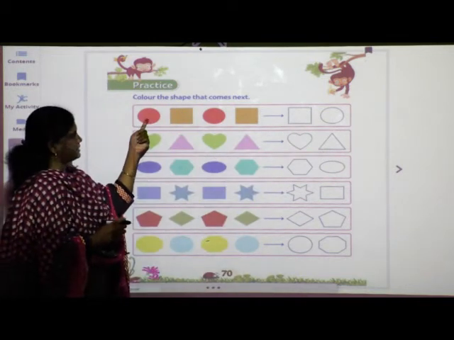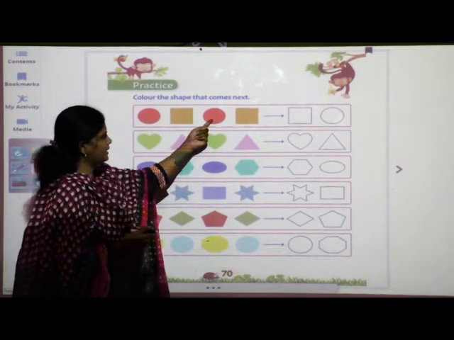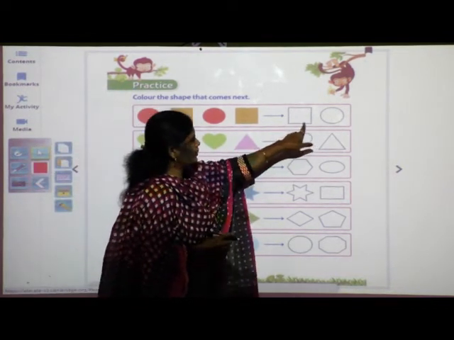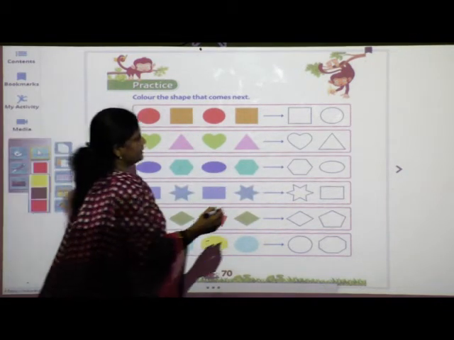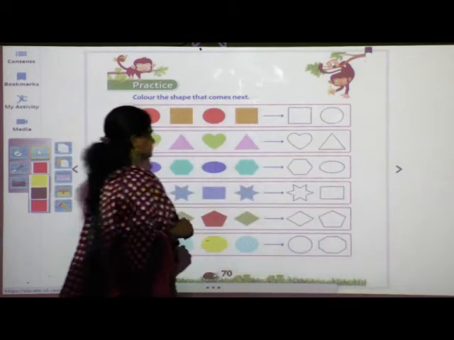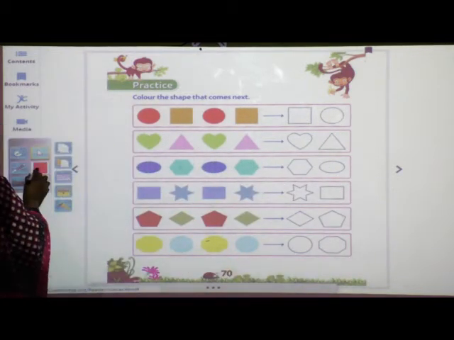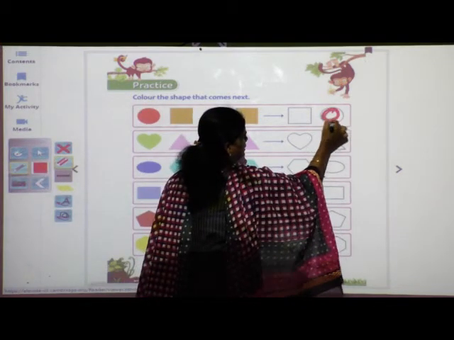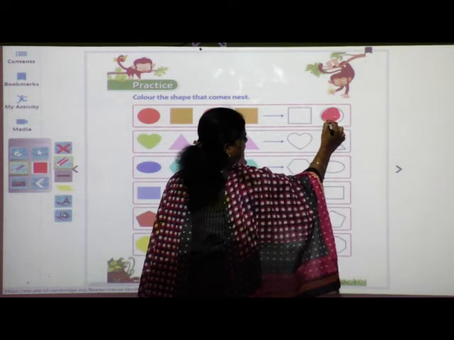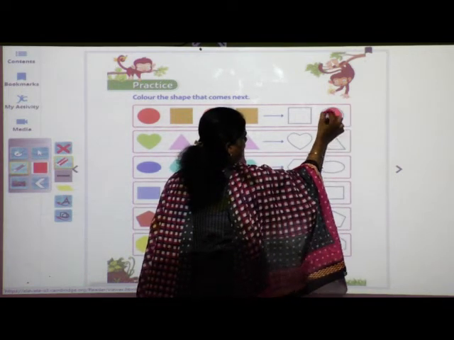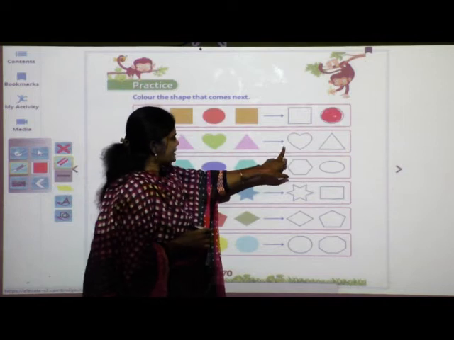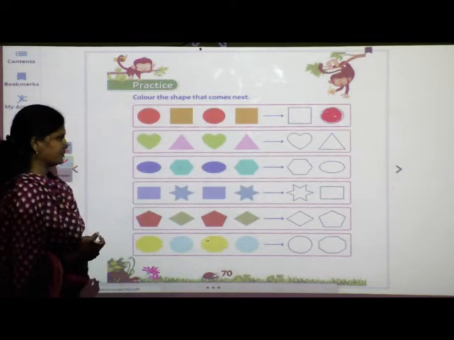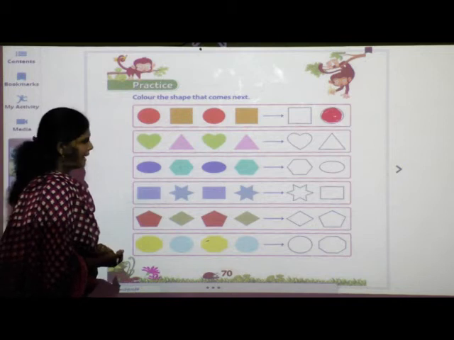So see here, first circle is there, then square, circle, then square, then here in these both which will come first? Circle will come first. So color the circle. Like this you have to color. We have to see that after 1, 2, 3, 4 here which shape will come, and that shape we have to color to complete our pattern.